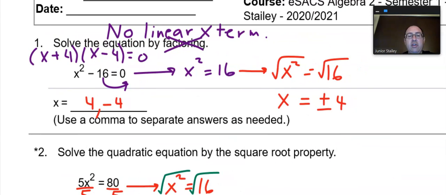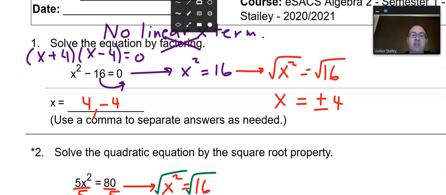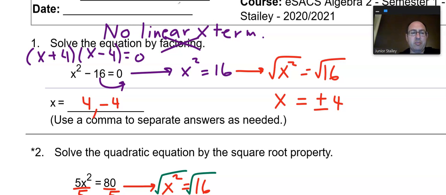Yeah, see, we could do this by factoring, just like we talked about before, right? We could split x squared minus 16 because it is a difference of perfect squares. We could split that up into x plus 4 and x minus 4, set the two factors equal to 0 and solve, but we don't need to.